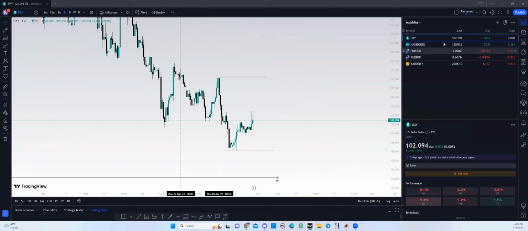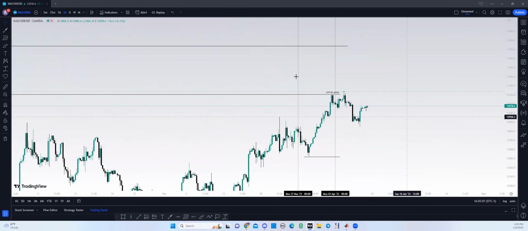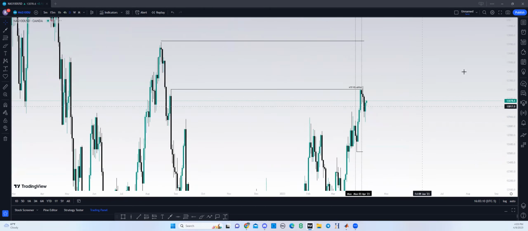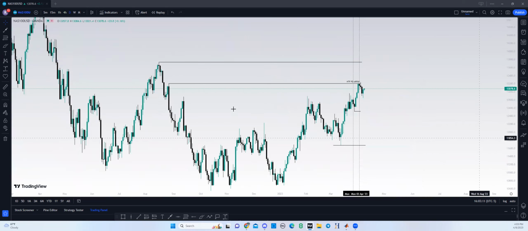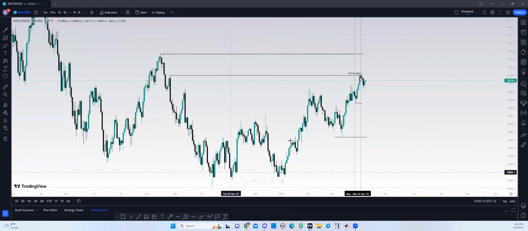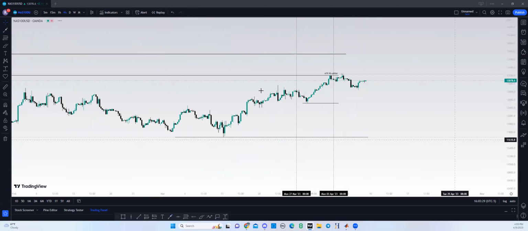So with that being said, we move on to NAS. NAS is in a kind of weird place right now. So again, from the daily perspective, we've been extremely bullish. We just tapped into this higher time frame PD array, again, being internal liquidity here. We also have a form of external liquidity here, which would just complete, again, the sell side to buy side momentum shift.